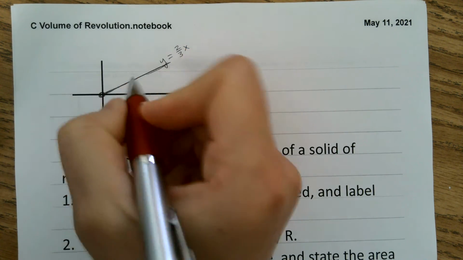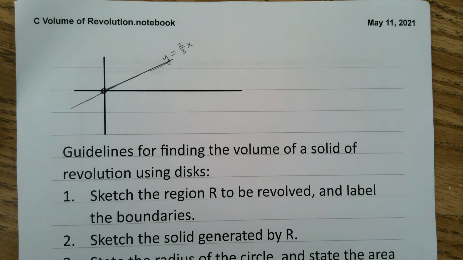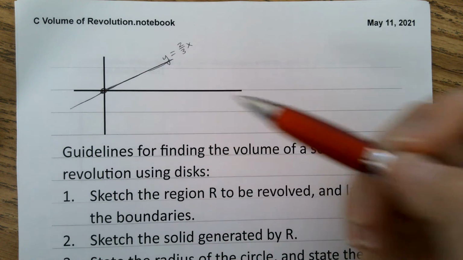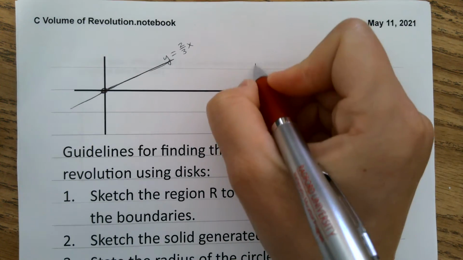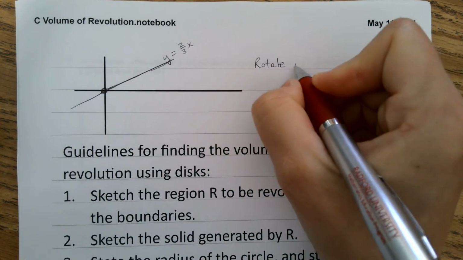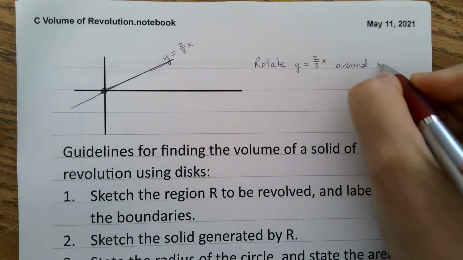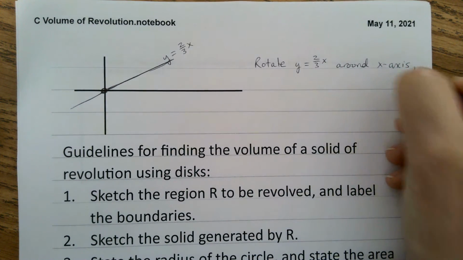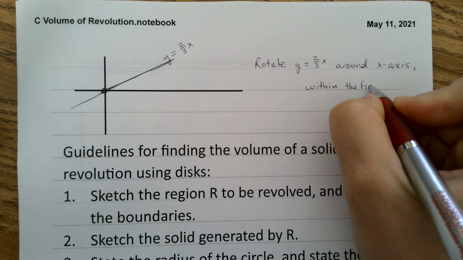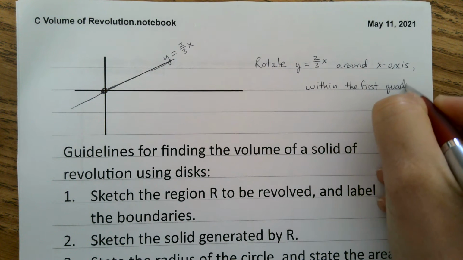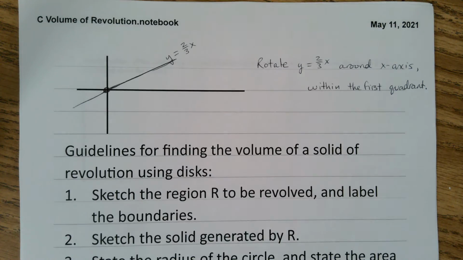It's got a point at the origin. It continues all the way through. And we are going to be rotating this linear function around, for this specific example, the x-axis. So we're going to say rotate y equals 2/3 x around the x-axis. And I'll bound this within the first quadrant. So that way we only have to consider the conical shape that would be formed within the first quadrant.